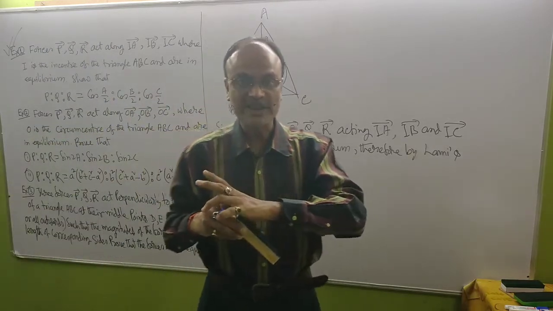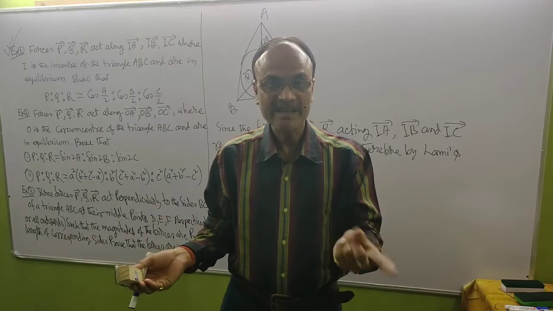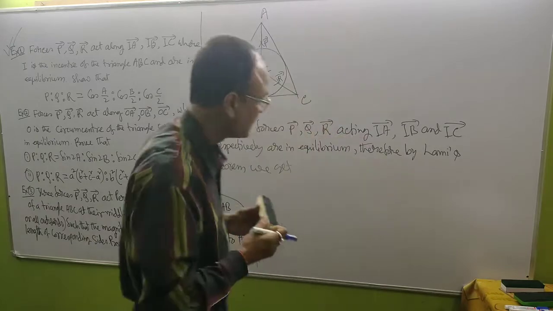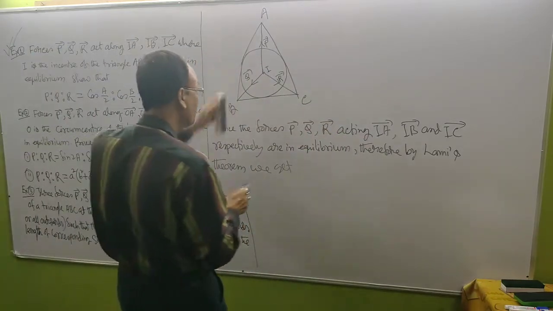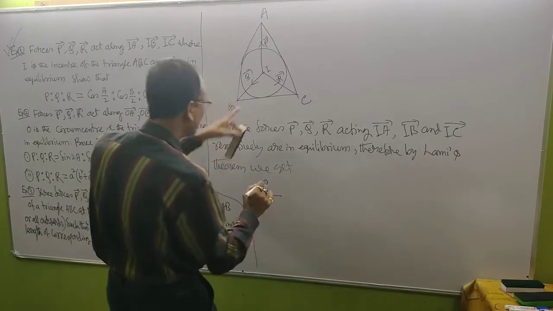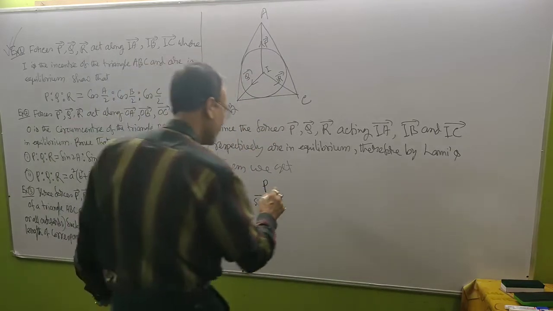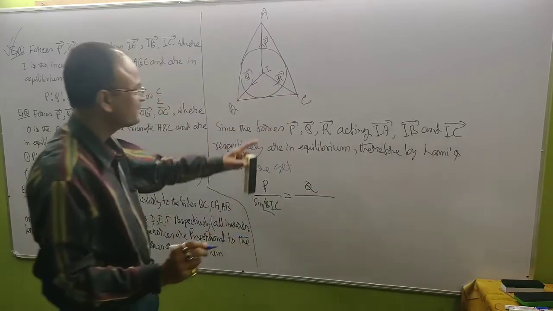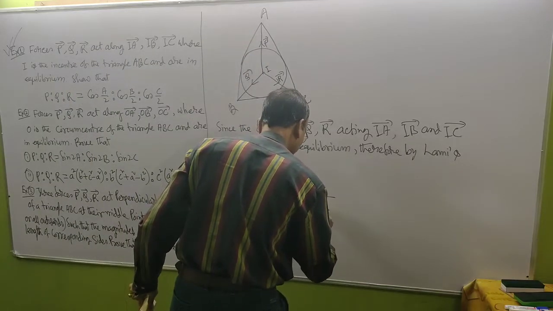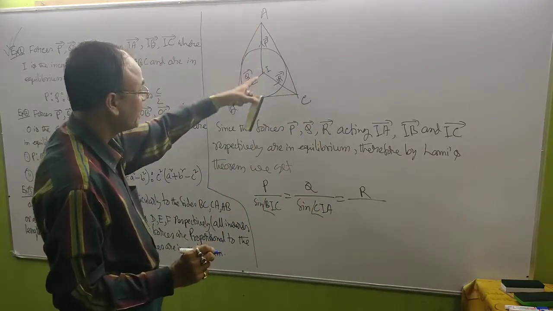What is Lami's theorem? If three forces acting at a point are in equilibrium, then the magnitude of each force is proportional to the sine of the angle between the other two. Magnitude of the force P over the sine of the angle between the other two, sine of the angle BIC. This is equal to Q divided by sine CIA. This is equal to R divided by sine of AIB.